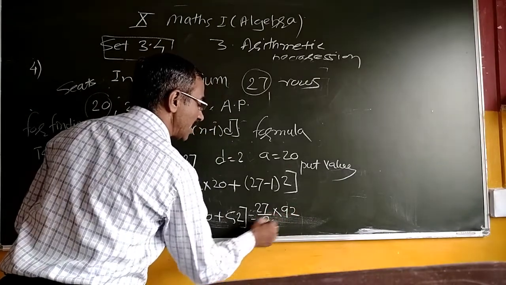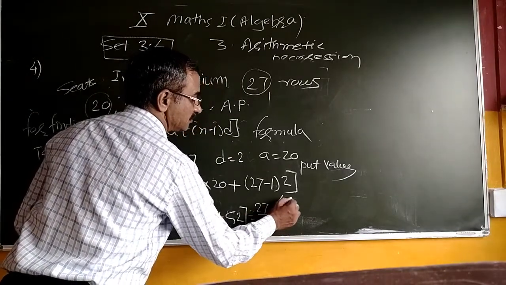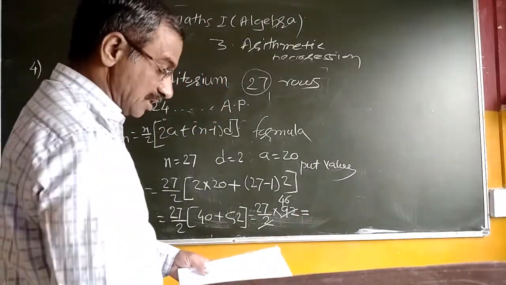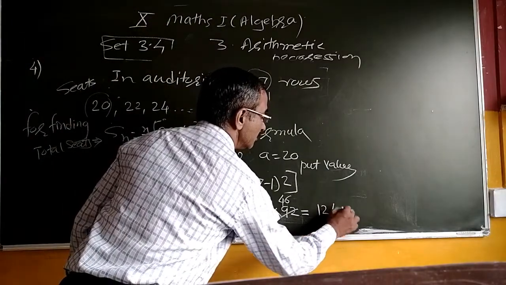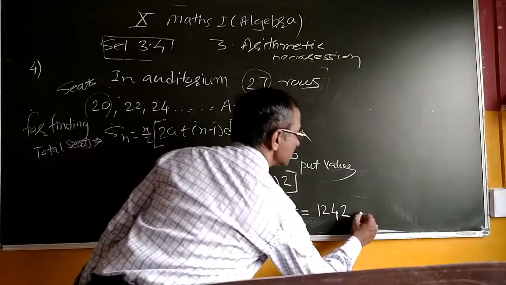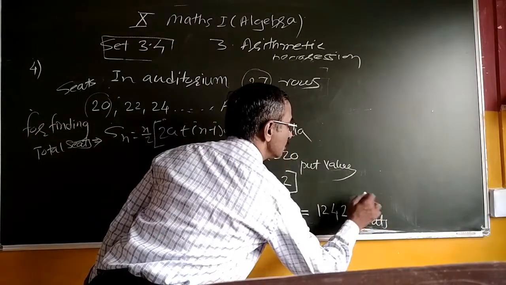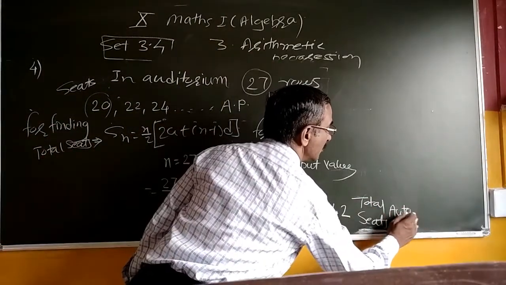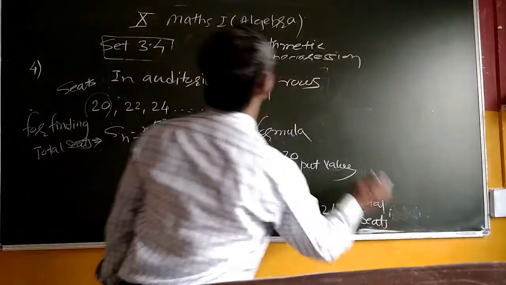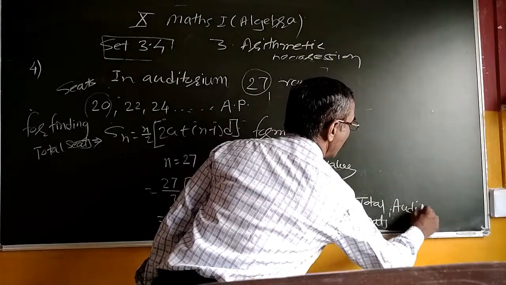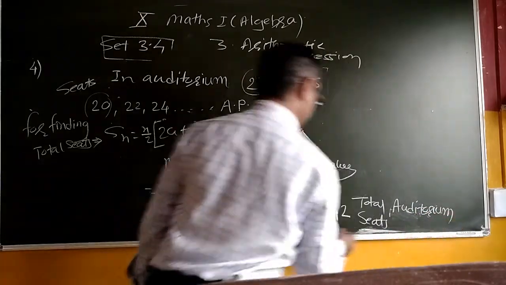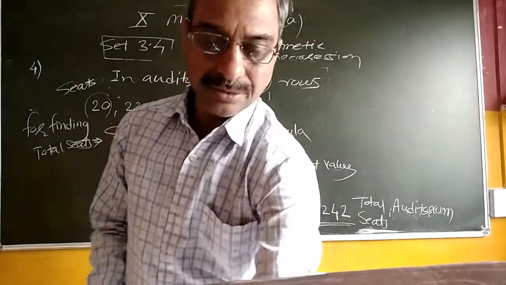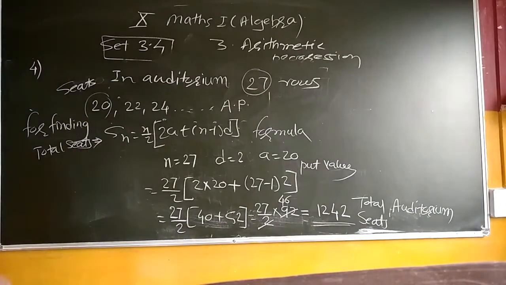We divide this 92 by 2, 2 4s are 8, 2 6s are 12, that gives 46. Means 27 into 46, and the multiplication is 1242. That is the total seats in the auditorium. So we get the total seats as 1242. So this is the solution of our example.